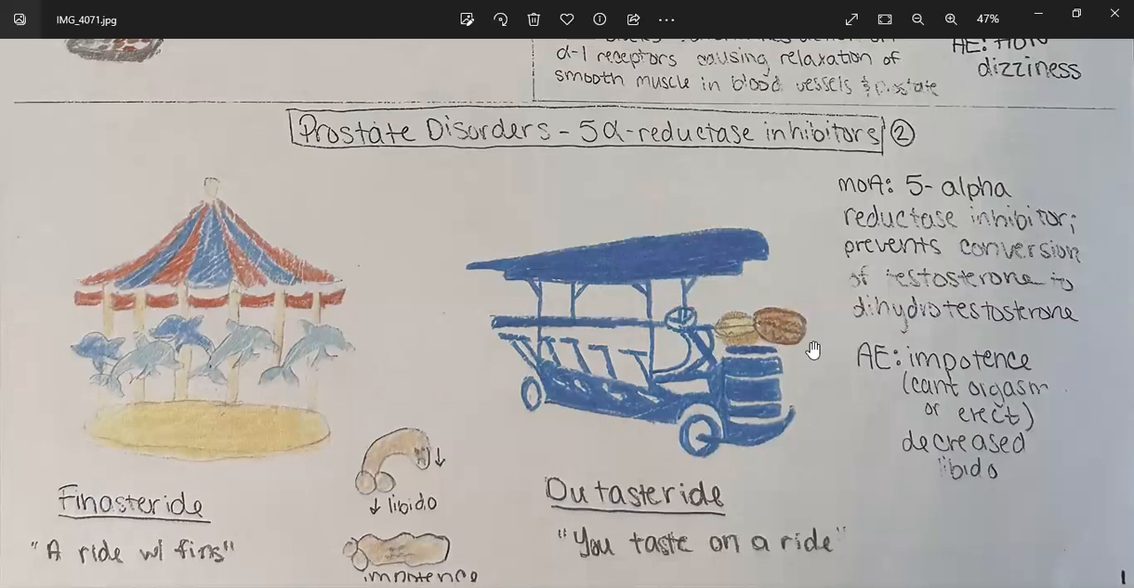And these are supposed to be walnuts because, I don't know, to me, the prostate kind of looks like a walnut. And so that's just to help you remember that this is for prostate disorders. The adverse effects are impotence. So we have this really sad penis here, and decreased libido. Same thing. Decreased sex drive.